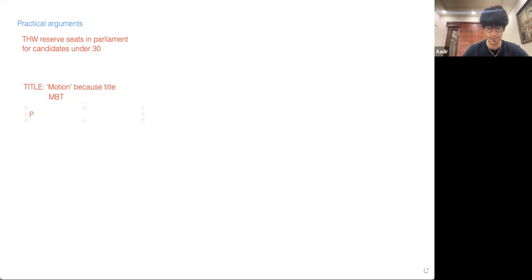Next, problem identification. I'll just write down the steps and then we'll go through them. Impacts of problem.